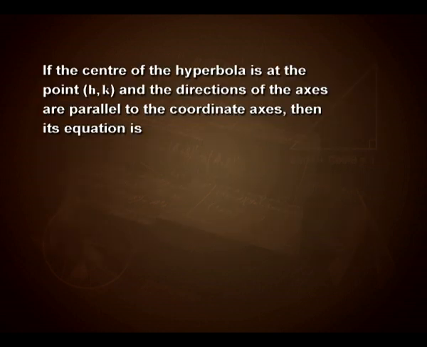If the center of the hyperbola is at the point (h, k) and the directions of the axes are parallel to the coordinate axes, then its equation is (x − h)²/a² − (y − k)²/b² = 1.